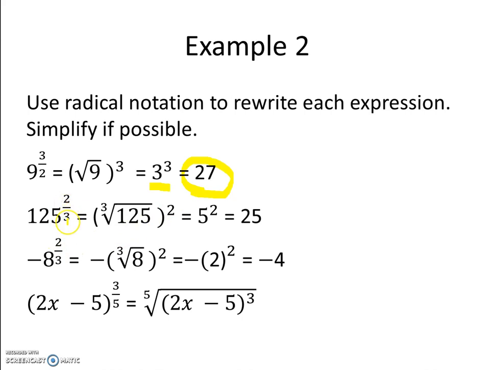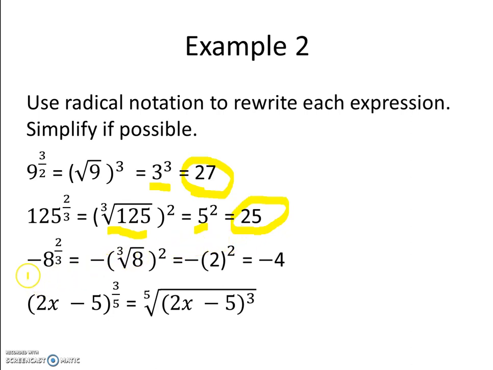125 raised to the 2/3 means we have the cubic root of 125, that quantity squared. We know the cube root of 125 is 5. So 5 squared then is 25. So our final answer is 25.